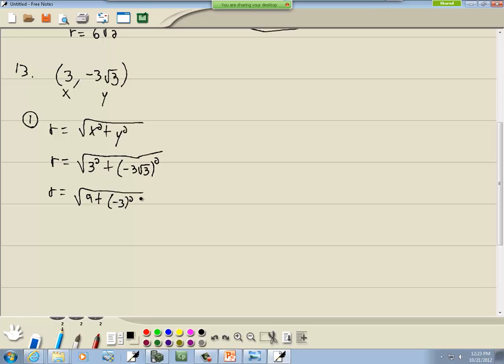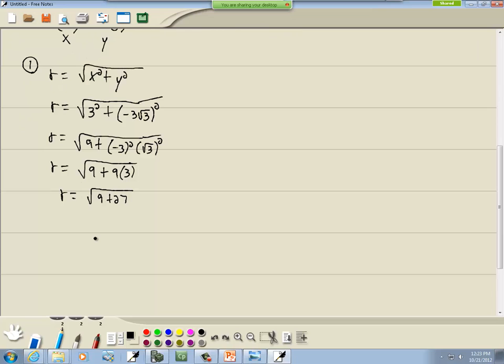So we'll take negative 3 squared and the square root of 3 squared. Well, negative 3 squared is 9, times the square root and the second power cancel each other out and give you 3. So I got 9 plus 9 times 3, which is 27, which gives us 36. And 6 times 6 gives you 36, so r is equal to 6.